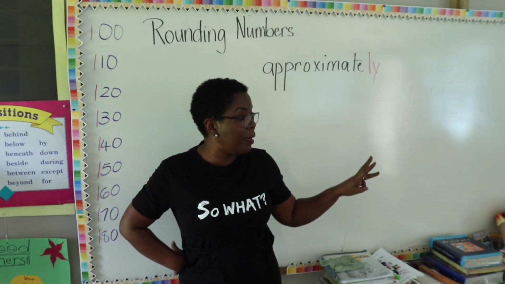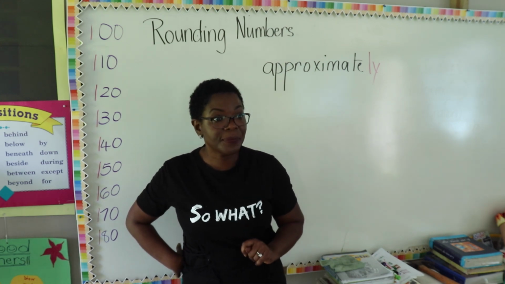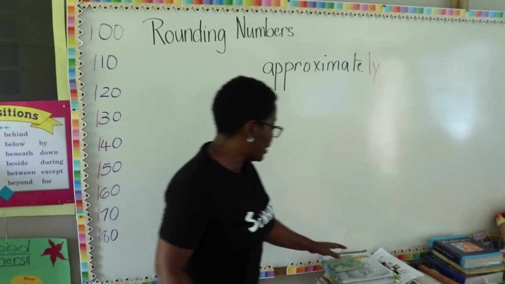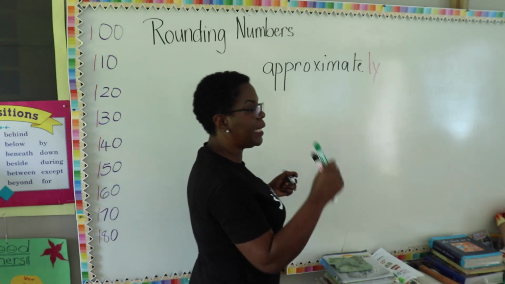And we can go on and on like that. Is everyone with me? Yes. Are you with me? Yes. Okay, let's go. So we're going to be rounding off three-digit numbers now to the nearest 10.